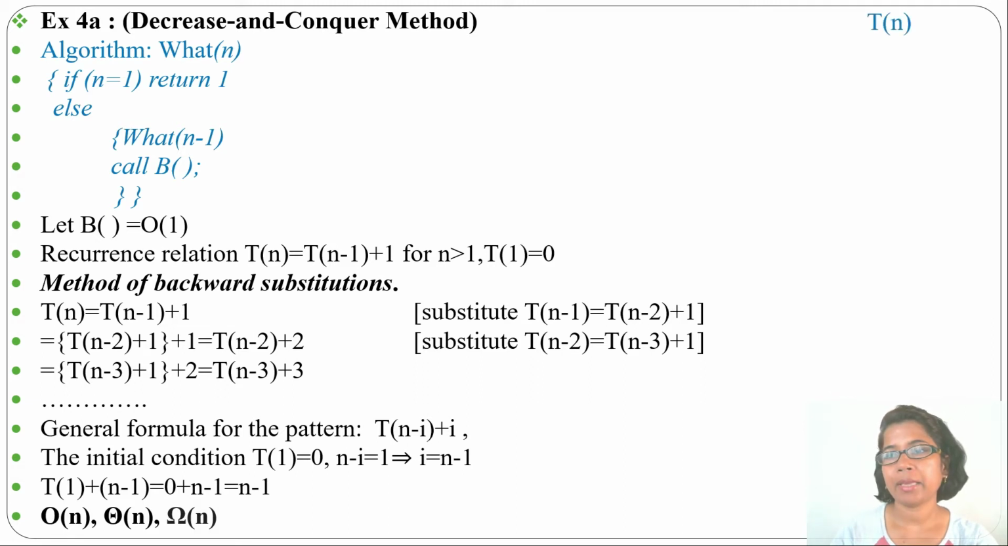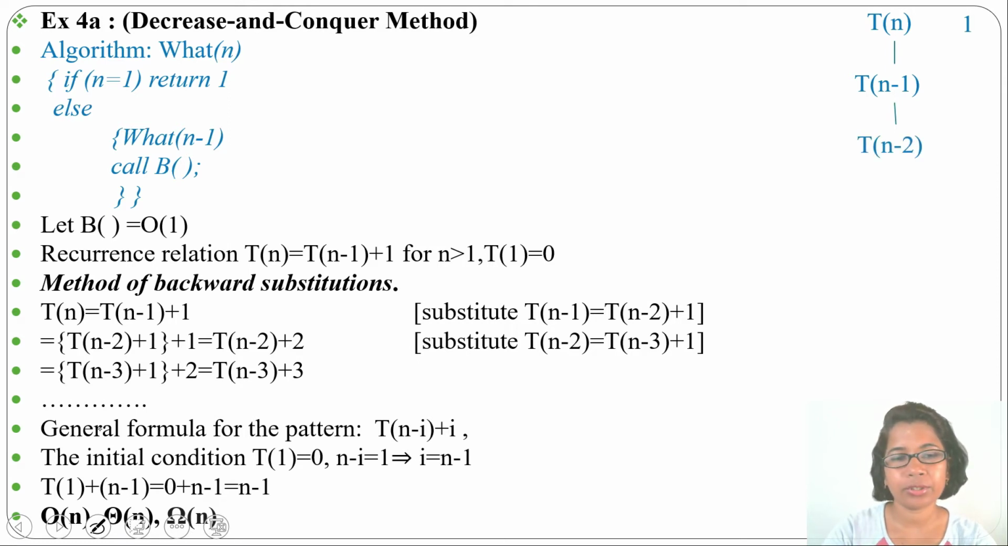Now what will be the time for T(n)? It will be the time for T(n minus 1) plus 1. So we'll write T of n minus 1 and here we'll write 1. So time taken for T(n) equals T of n minus 1, which means time taken for n minus 1, plus 1. Again from T of n minus 1 we can call T of n minus 2.